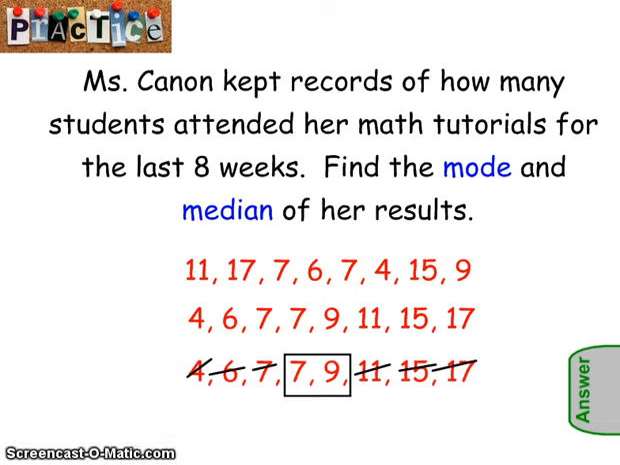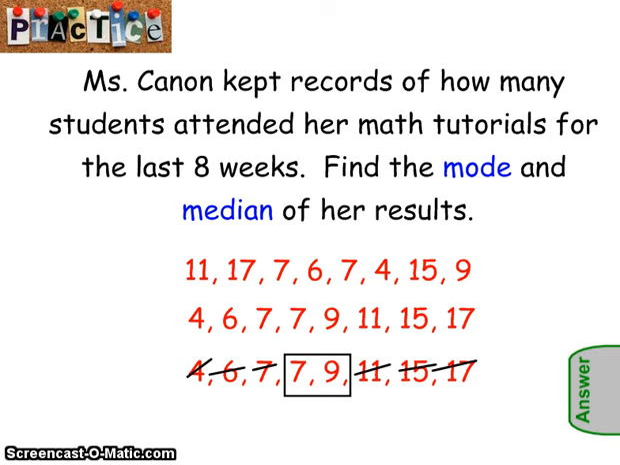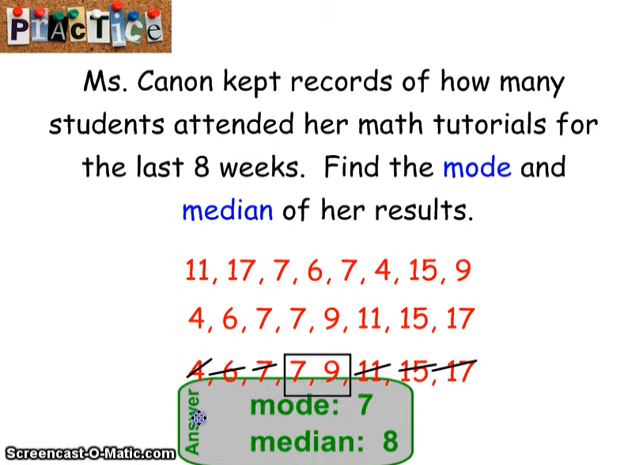To calculate the median, again, I go from left to right, crossing them off. I have 2 numbers in the middle, 7 and 9. When I add them together, I get 7 plus 9 is 16 divided by 2 is 8. I can also ask myself, what number is between 7 and 9? And that number is 8. So again, the mode is 7 because it shows up twice and all the other numbers show up once. The median is 8 because it is the number between 7 and 9.